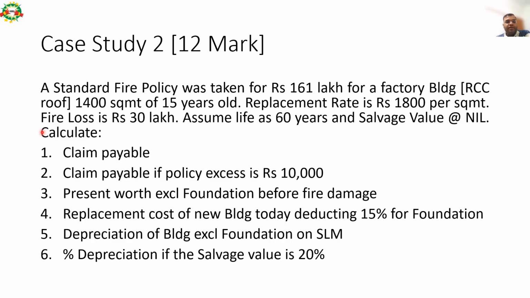Next, case study of 12 marks. A standard fire policy was taken for 161 lakh for a factory building with RCC roof. 1400 square meter is the area and the age of the building is 15 years. The replacement rate given in the question is 1800 per square meter. Fire loss given in the question is 30 lakh rupees. Assume the life of the building is 60 years and salvage value is nil, as given in the question, and then we have to find the answers to these 6 questions.